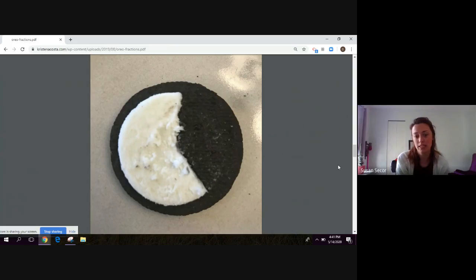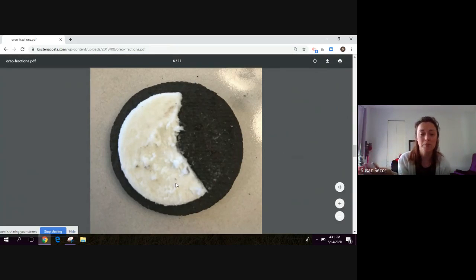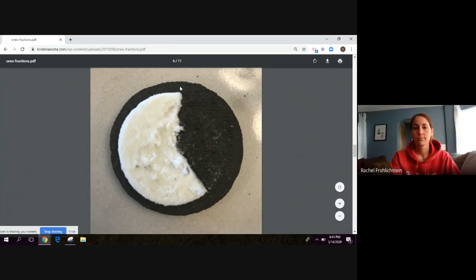with 5/8. And 5/8 is close to 4/8, which is a nice benchmark fraction for 1/2. And it looks like there's slightly more than 1/2 of the frosting.